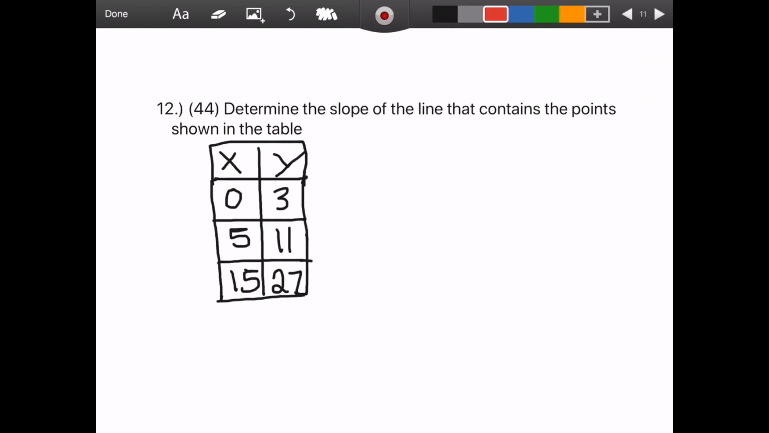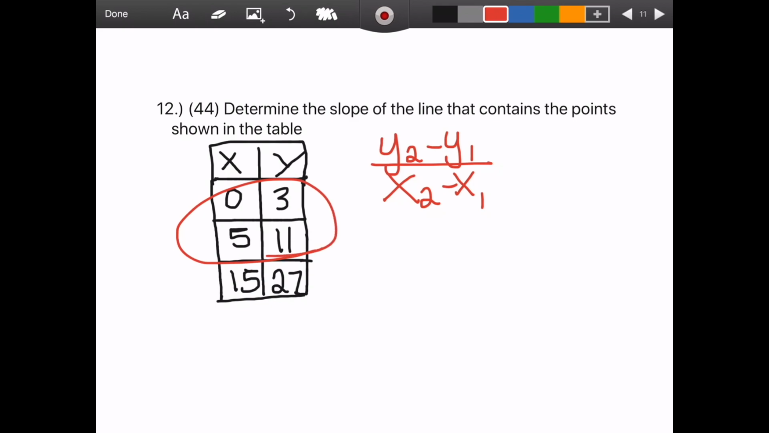Number 12 says, determine the slope of the line that contains the points shown in the table. So remember, our formula or our method to find slope is to use this y2 minus y1 over x2 minus x1. So I really only need 2 points. They gave me 3, but I only need 2. So I'm just going to use these 2 points. So we have 0, 3, and 5, 11. So first I need to find the difference in my y's. So it doesn't matter which y I choose first, if I want to do 3 minus 11 or 11 minus 3.